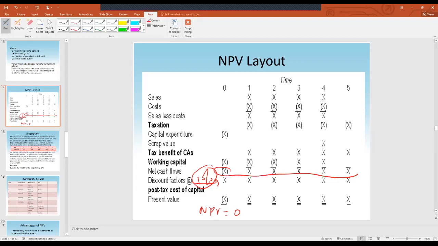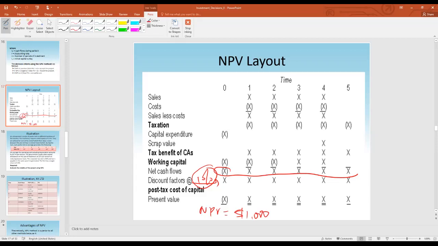So if, for example, at 10% we got a positive NPV of, let's say, 1,000, we need to determine at what rate we should discount the same cash flows to give us zero NPV. Therefore, should we increase the discount rate or decrease the discount rate?